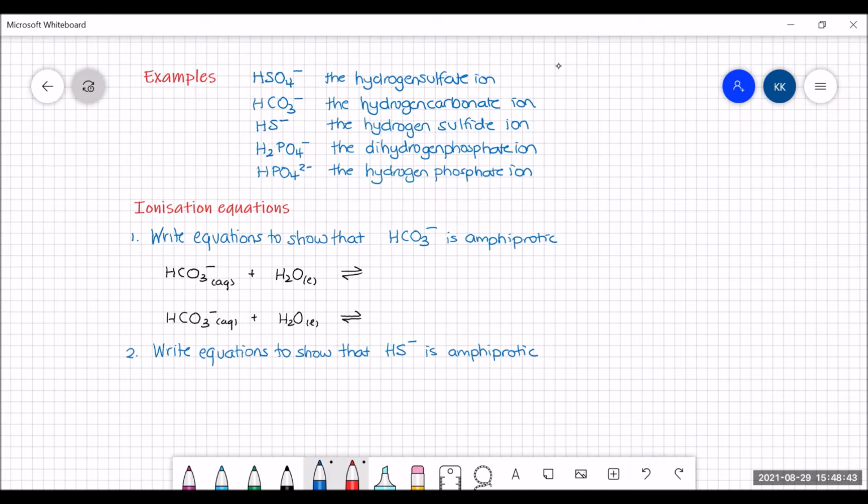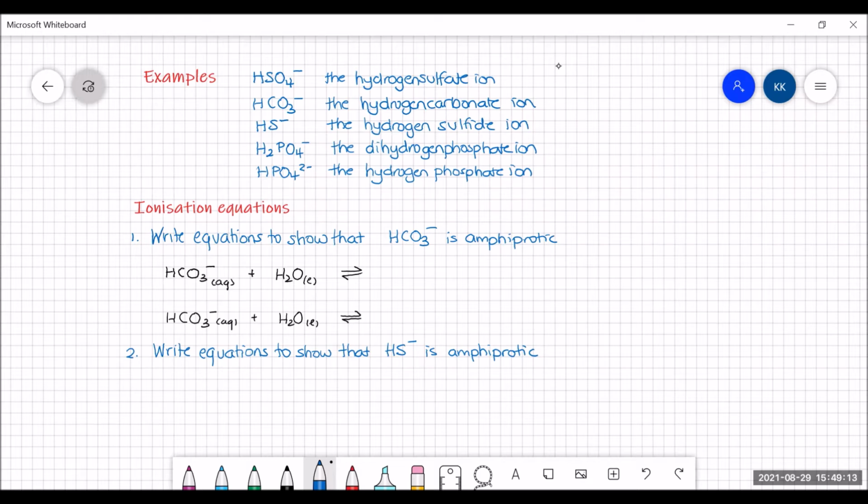Now, what generally happens in tests or exams with amphiprotic substances is you're asked to write equations to show that a certain species is amphiprotic. And we do this by writing ionisation equations with water. So let's have a look here. Write equations to show that the hydrogen carbonate ion is amphiprotic. So in the first equation, we're going to show that it can donate a proton.